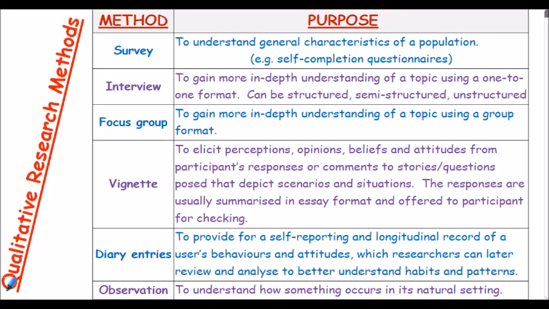Let's consider briefly qualitative research methods, the method and the purpose listed in the table here. So firstly, let's consider the survey. This is used to understand general characteristics of a population, and the surveys can relate to self-completion questionnaires. The interview is used to gain more in-depth understanding of a topic using a one-to-one format.